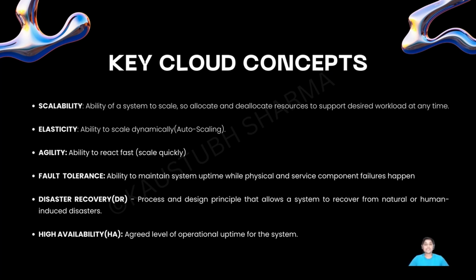Let's revise all these concepts in a minute. Scalability is the ability of a system to scale, basically meaning allocating and deallocating resources to support the desired workload at any time. Elasticity is the ability to scale dynamically, that is auto scaling. Agility is the ability to react fast. Fault tolerance is the ability to keep the system up while physical and service component failures happen. Disaster recovery is the process and the design principle that allows a system to recover from natural and human-induced disasters. And cloud ensures high availability through an agreed level of operational uptime for your system.